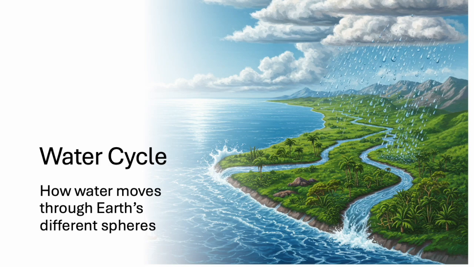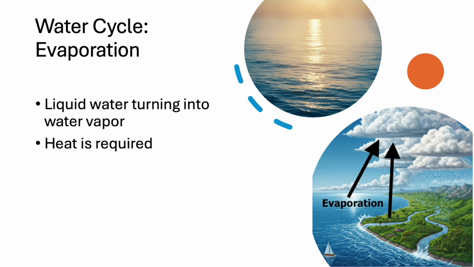Our journey starts with the sun. The sun shines down on oceans, lakes, rivers, and even puddles. When the sun's heat warms up the water, it turns the liquid water into an invisible gas called water vapor. This process is called evaporation.